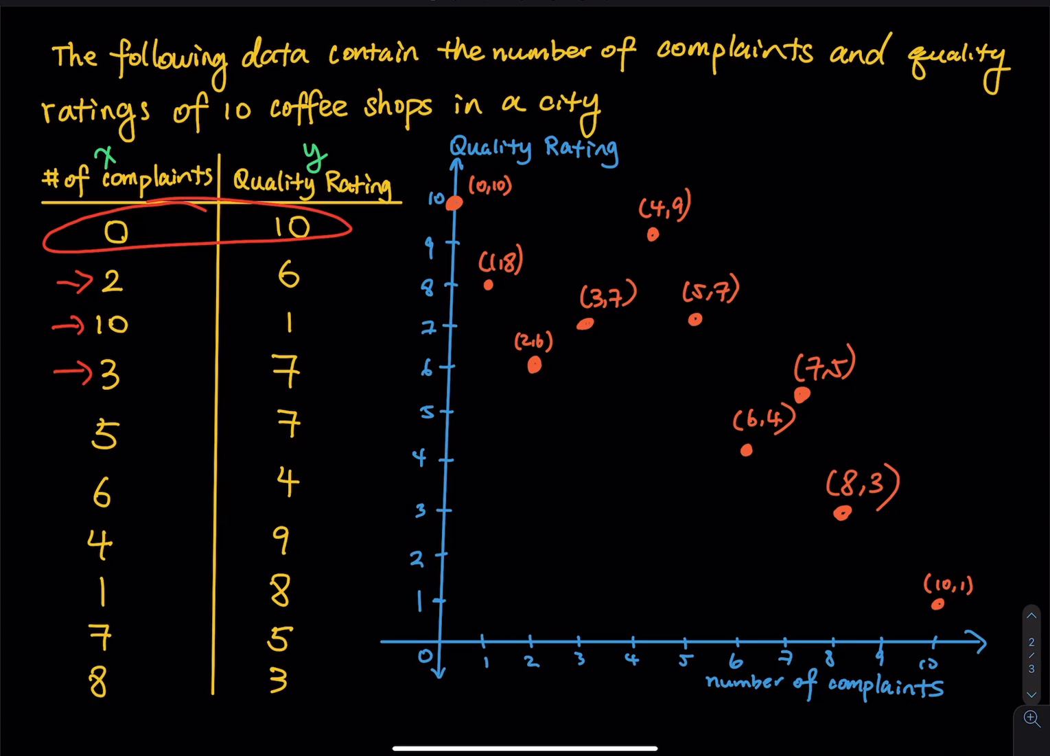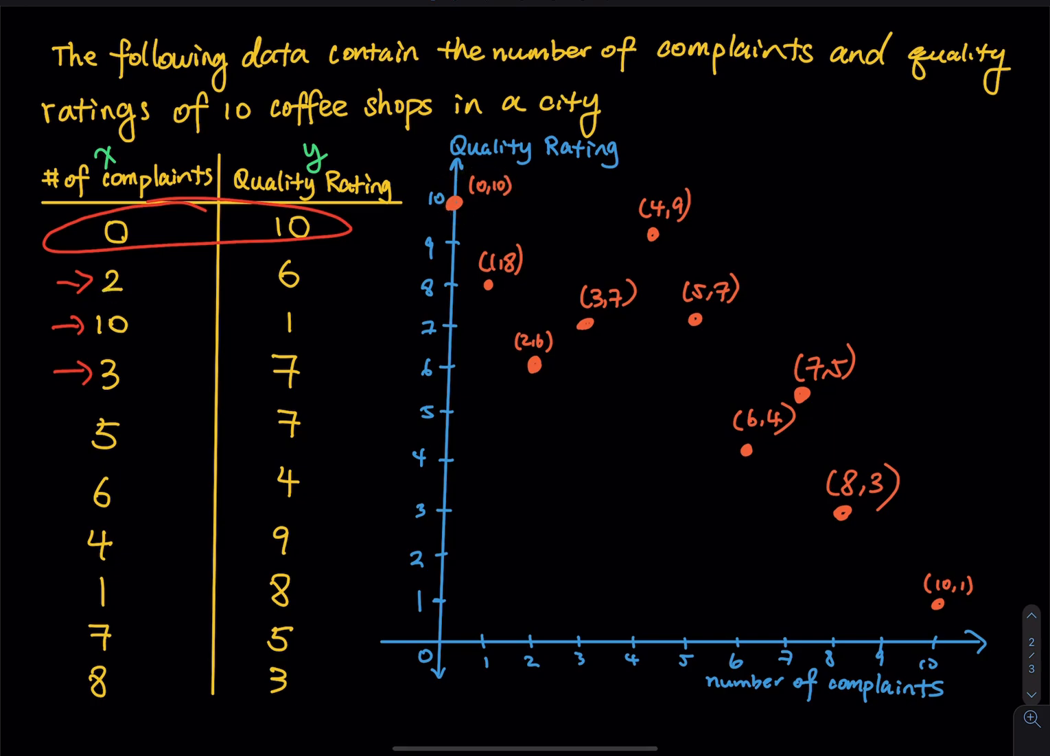Okay, so the first one, 0, 10, when x is equal to 0, the number of complaints is equal to 0. Do you see the origin? Follow my blue dot right here. Do you see this origin? When number of complaints is equal to 0, you look all the way up. The quality rating is equal to 10.